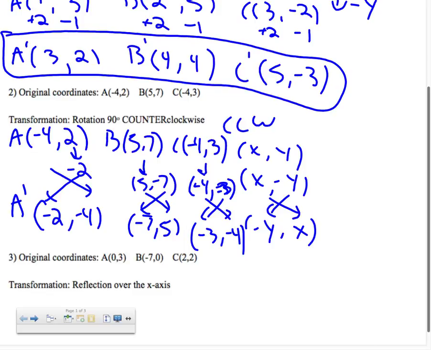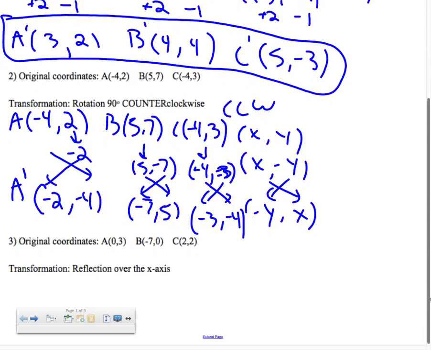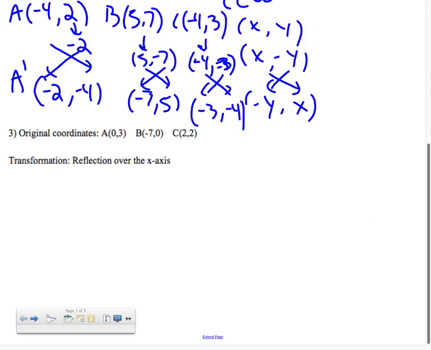So clockwise would be doing the same exact thing, except you multiply your x by -1 first and then swap, rather than your y. For number 3, we have reflections, and reflections are basically easier rotations. So with a reflection, all you do is you take a coordinate and you multiply it by -1.